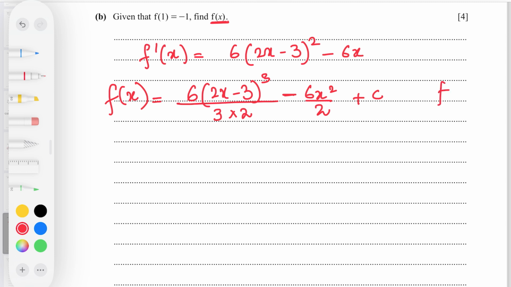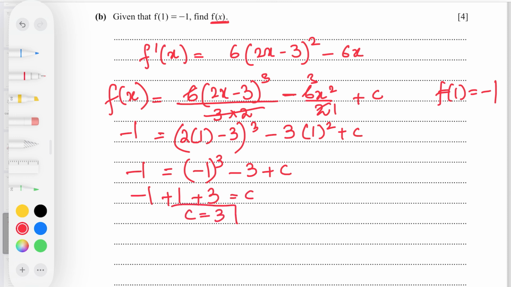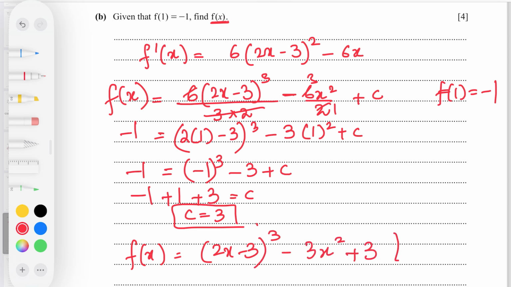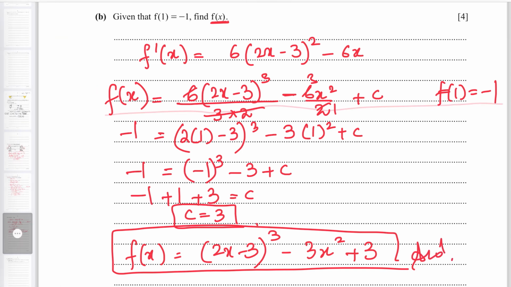Now it says f of 1 equals minus 1. Let's input 1 in the entire expression. So this becomes f of x equals 2x minus 3 whole cube minus 3x square plus 3. All right, now let's move on to the next part of the question.